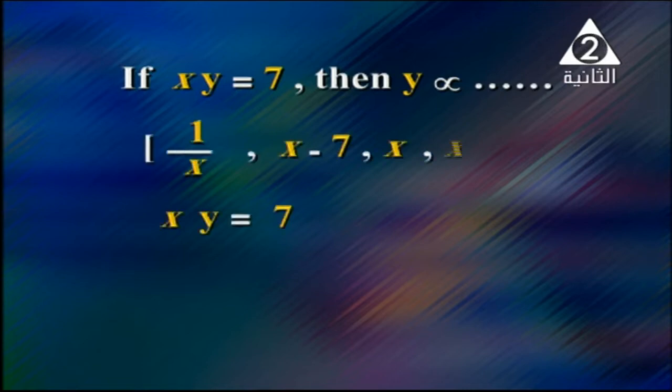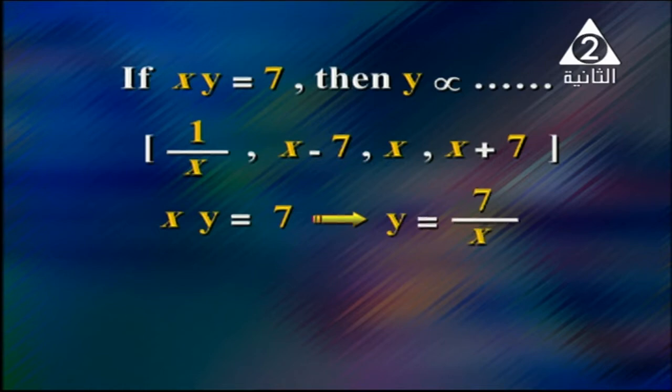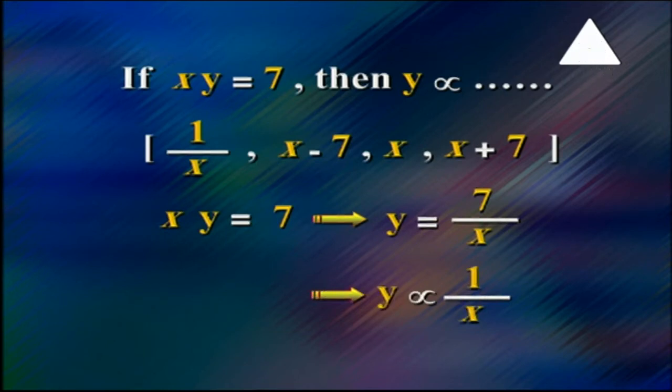If xy equals 7, then y varies what? Is it 1 over x, x minus 7, x, or x plus 7? First of all, you know that xy equals 7, so we can find y. How? By dividing both sides by x. So y equals 7 over x. And in this case, we can say that y varies inversely as x. So it will be 1 over x, which is the first choice.